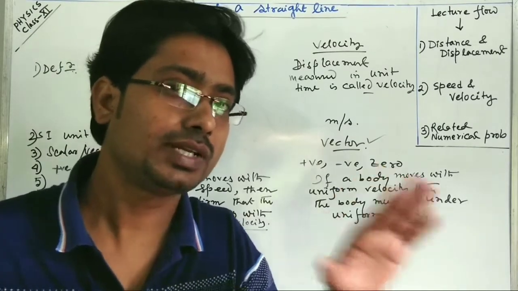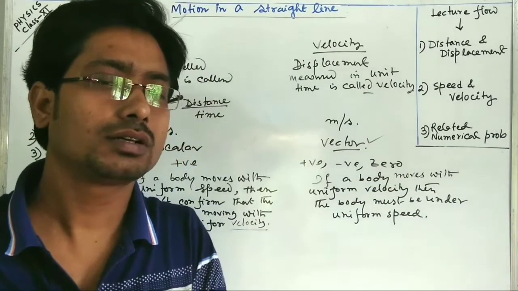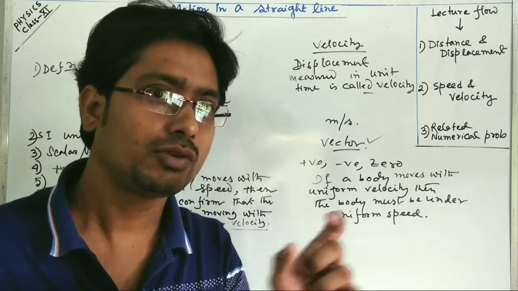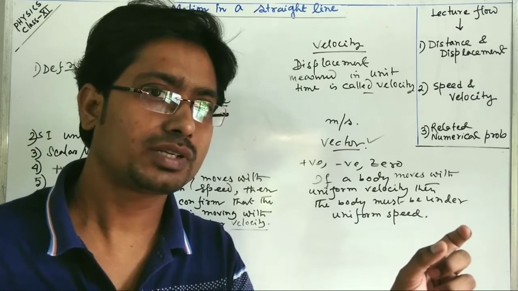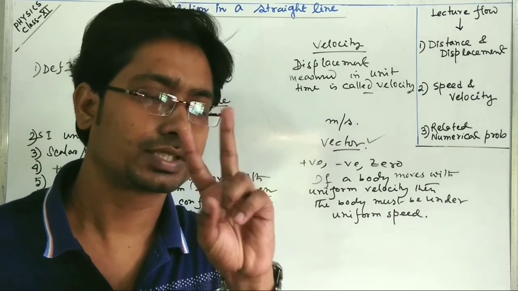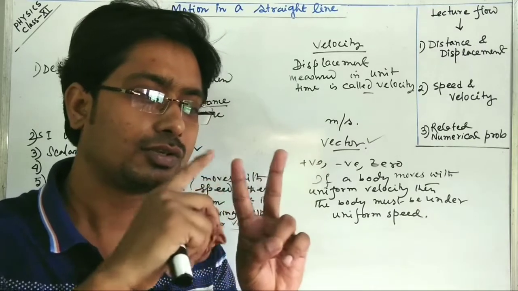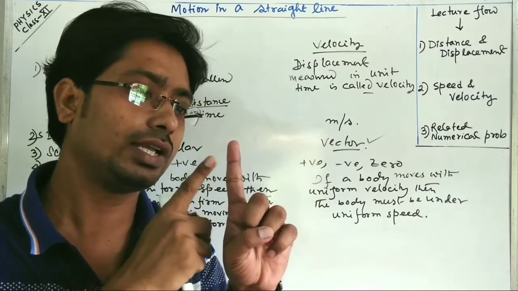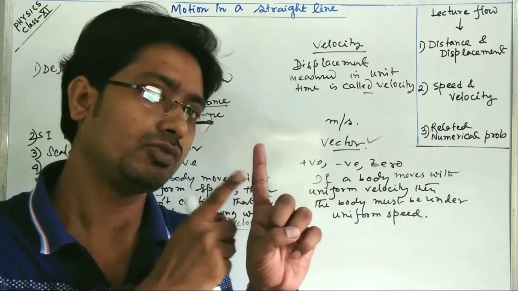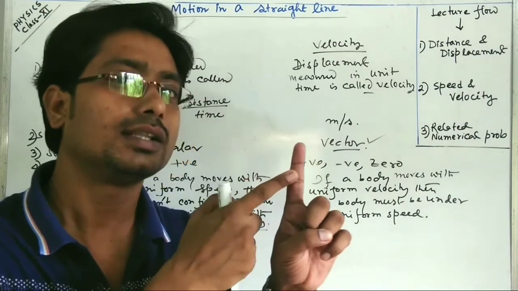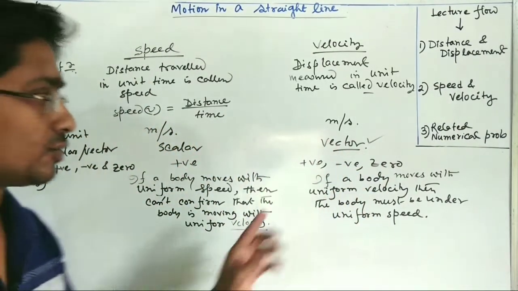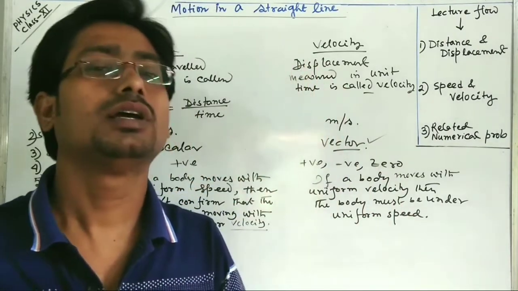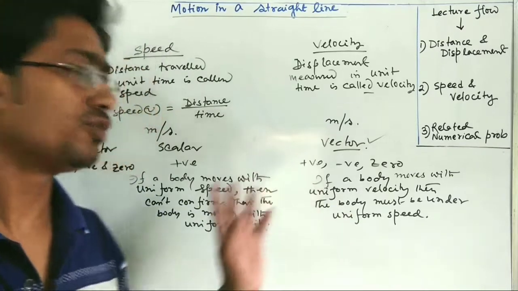But if we skip the direction, then we come back to the speed. So this body is moving with equal displacement in equal intervals of time. Displacement contains two things, one magnitude, one direction. So if we just omit the direction, then there will be magnitude. So the body moves in equal intervals of time, it traverses equal magnitudes, and then it comes back to the speed. So that's why we say if a body moves with uniform velocity, it must be in uniform speed, but the opposite is not true.